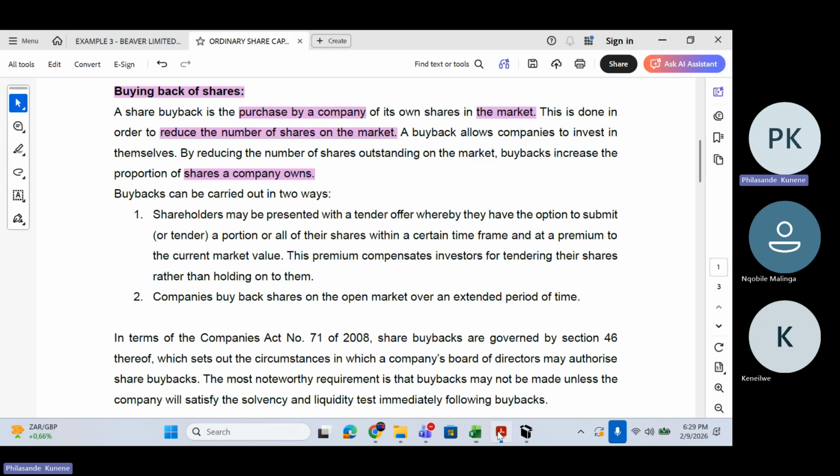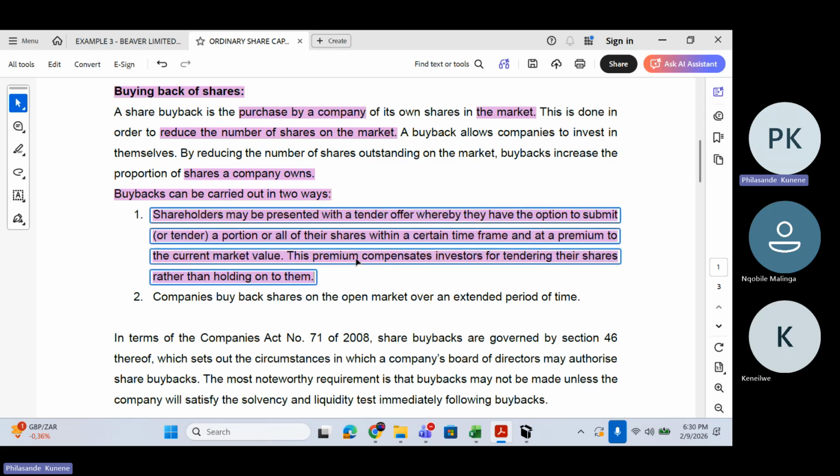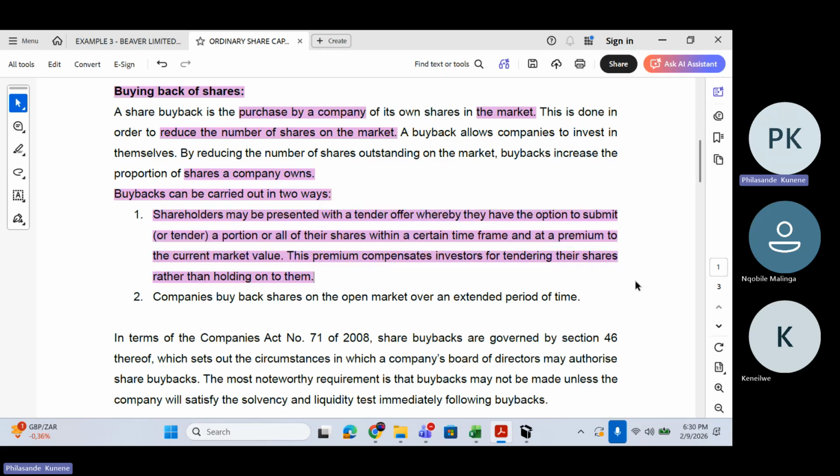Okay, let's go back. Buyback can be carried out in 2 ways. Shareholders may be presented with a tender offer, whereby they have the option to submit or tender a portion of or all of their shares within a certain time frame at a premium to the current market value. This premium compensates investors for tendering their shares rather than holding them back. That's why we usually buy them back at a higher price than what we issued at, because we're trying to encourage them to sell those shares back to us. That is the reason why we buy back shares at a higher price.